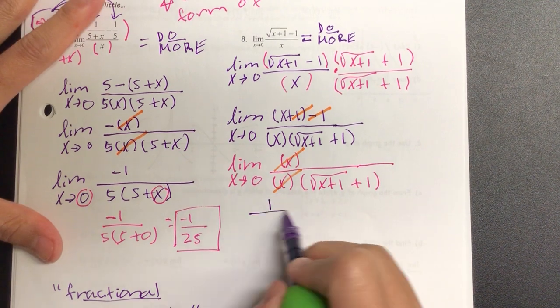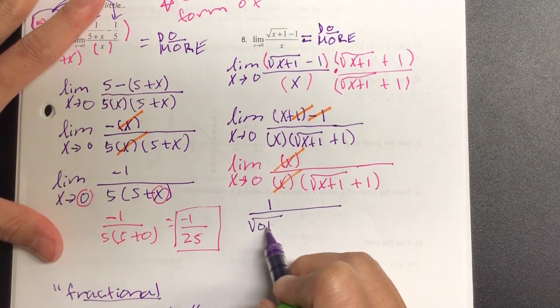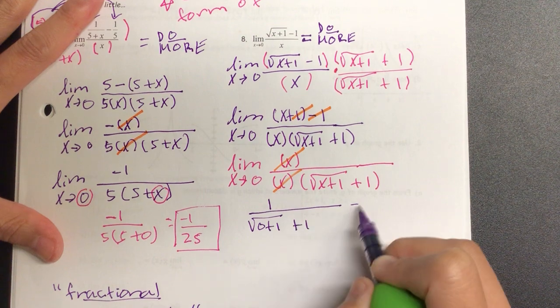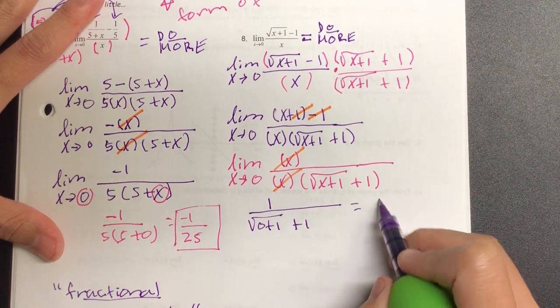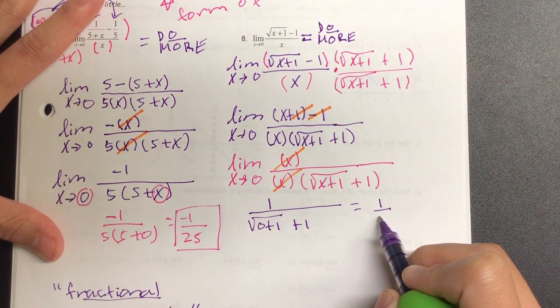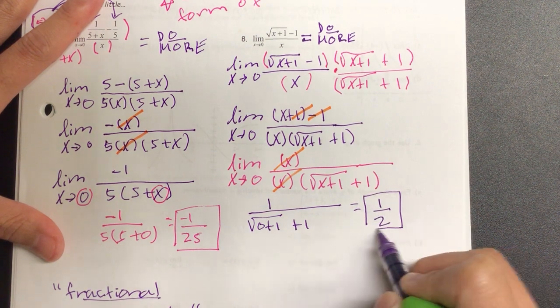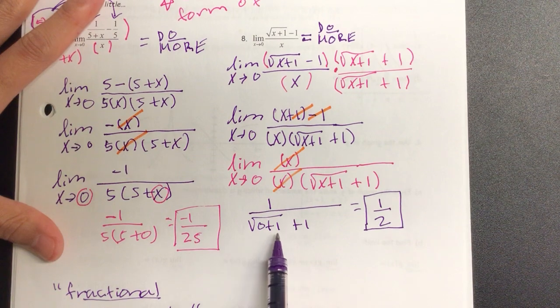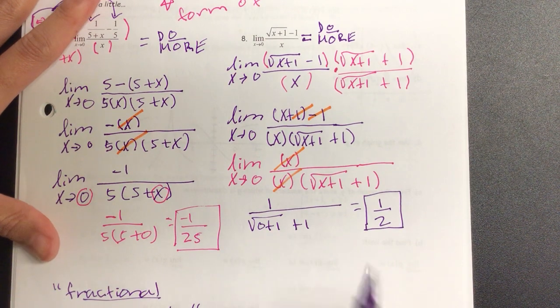So I have the understood 1. 0 plus 1 inside the radical, plus 1. That is going to give me 1 over what? 1 over 2. How do you get 2? 0 plus 1 is 1, right? What is the square root of 1? 1. And then 1 plus 1 is 2.